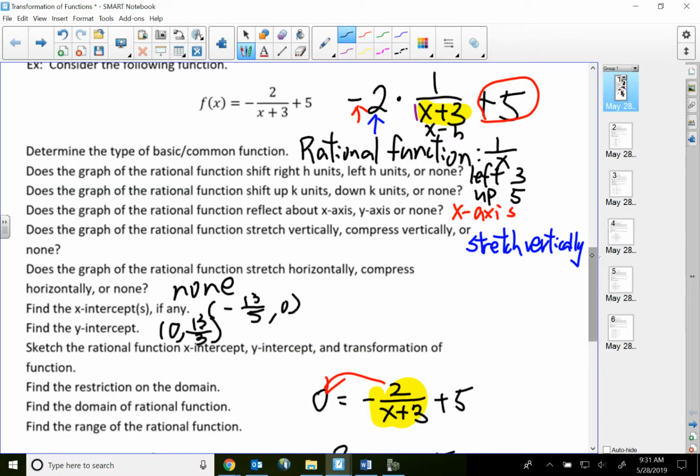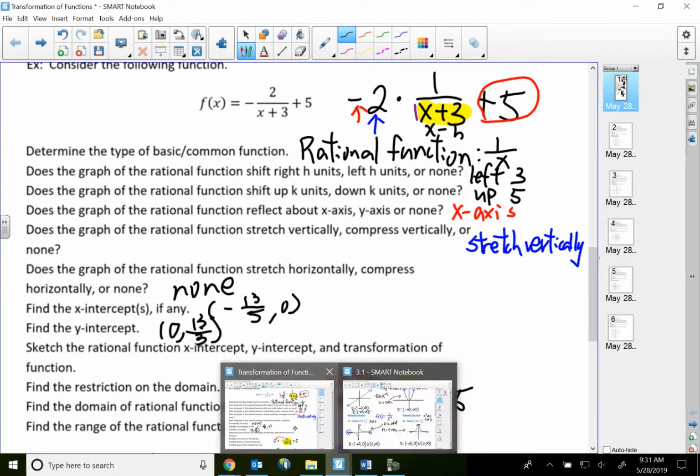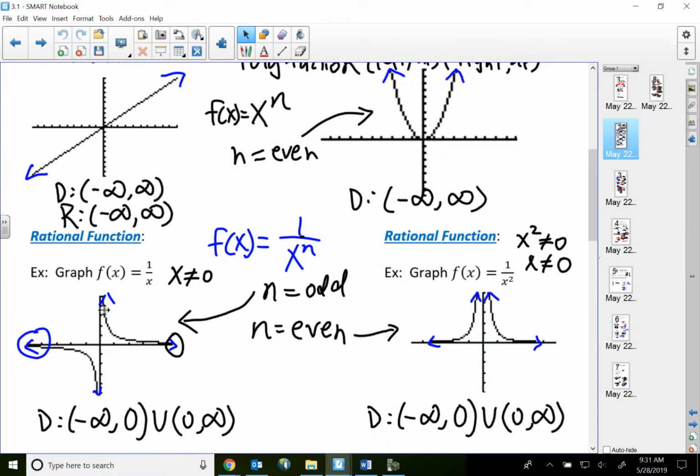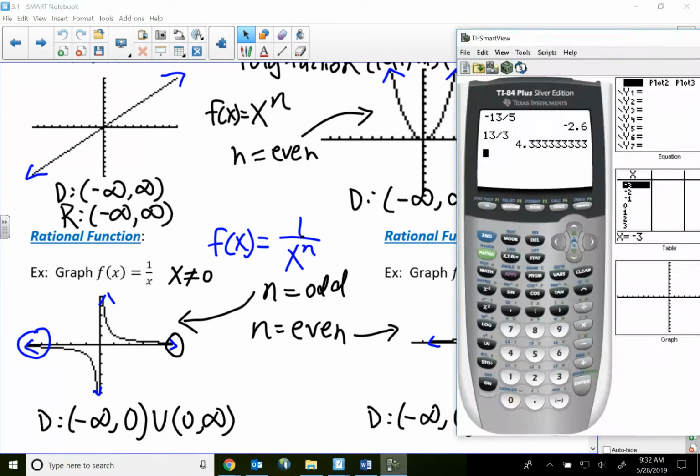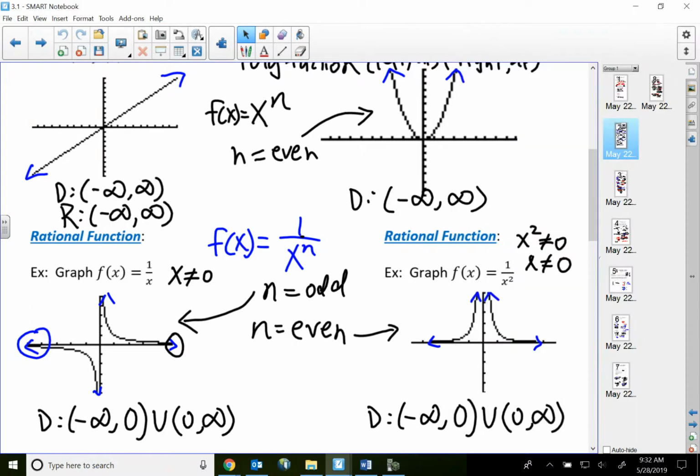My actual function is shifted left 3, up 5, and I'm also reflecting about the x-axis. Reflecting about the x-axis means fold the paper, fold the graph along the x-axis. Fold the graph horizontally. So this part will come down, this part should go up. So I kind of expect that before I even graph it. That was the whole point of learning transformation.